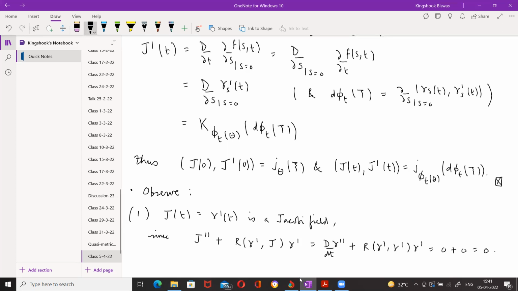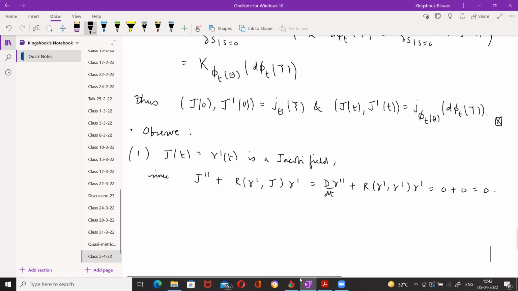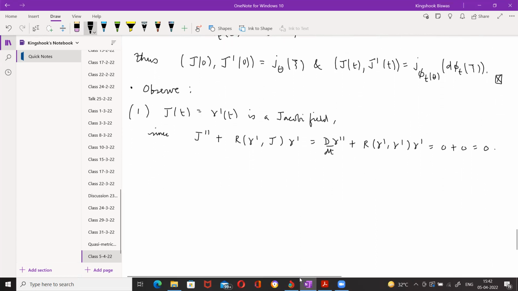Now, we know that any Jacobi field corresponds to an element of T theta TM. In other words, it corresponds to a deformation of the initial tangent vector, right? So what deformation does this correspond to? What is the parametrized surface here in this case?